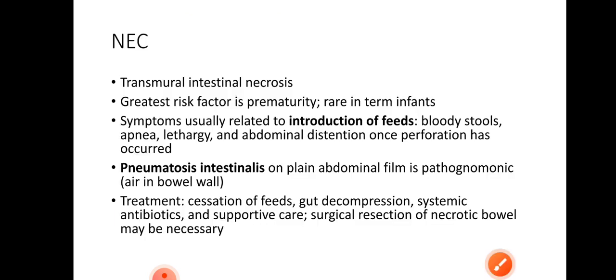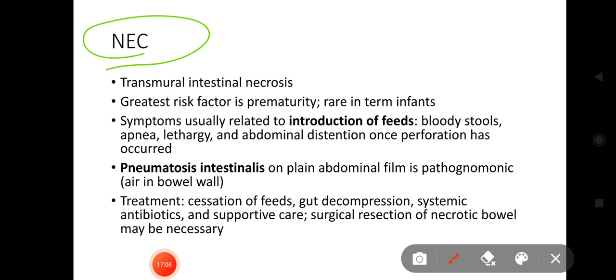Okay. Now NEC, necrotizing enterocolitis: transmural intestinal necrosis is seen. The greatest risk factor is prematurity, and it's rare in term infants. Symptoms are usually related to the introduction of feeds. So once you introduce feeds to preterm babies, they develop symptoms like bloody stools, apnea, lethargy, abdominal distension, and once perforation has occurred.